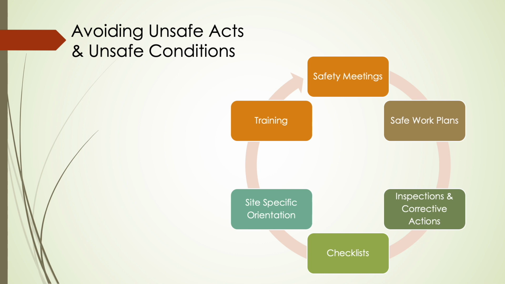Avoiding unsafe acts and conditions. Several preventative measures can be used to avoid the end result of an accident. These measures include safety meetings before the work begins, pre-planning work using tools such as Safe Work Plans or JSA, inspecting the work environment before the beginning of that work, and taking corrective action as needed. You can use a checklist to help identify hazards or situations, and train employees on site-specific hazards that may occur on each specific work site.